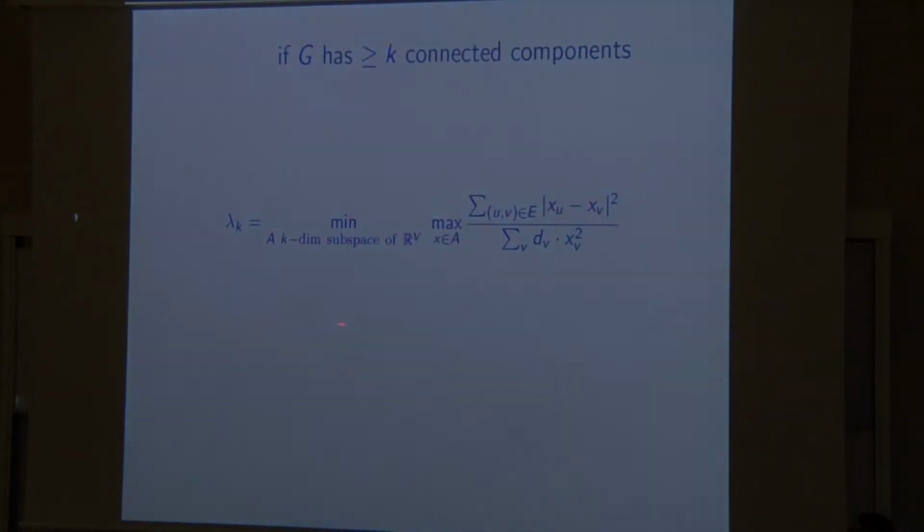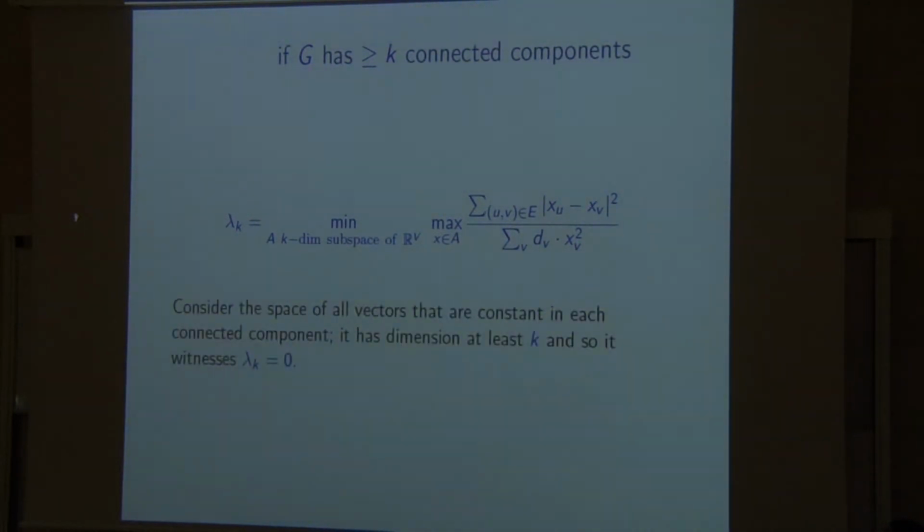And now you can already see that if the only solutions that make this 0 are vectors that are constant on connected components, then the dimensionality of the choices you have will be the number of connected components. Because your only degree of freedom is to say which different fixed value there is going to be in each connected component. So that explains why lambda_k is 0 if and only if the graph has k connected components or more.